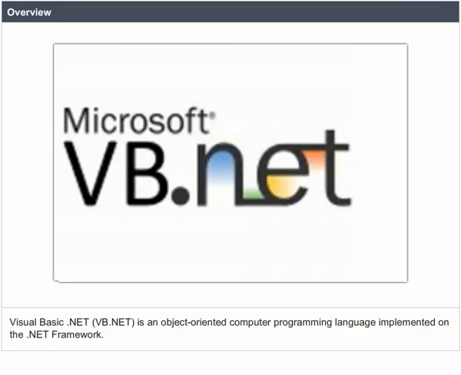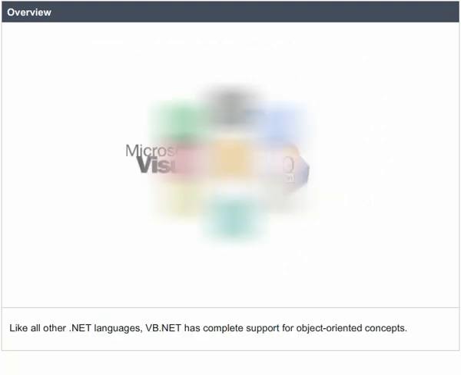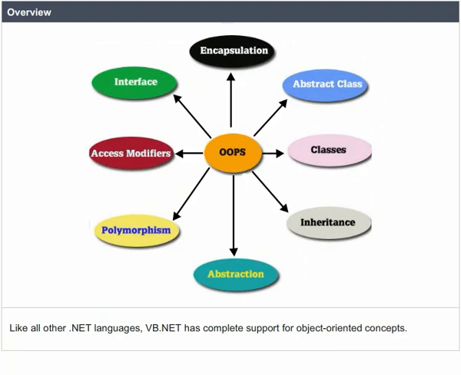Overview. Visual Basic.NET, VB.NET, is an object-oriented computer programming language implemented on the .NET framework. Although it is an evolution of classic Visual Basic language, it is not backwards compatible with VB6, and any code written in the old version does not compile under VB.NET. Like all other .NET languages, VB.NET has complete support for object-oriented concepts.